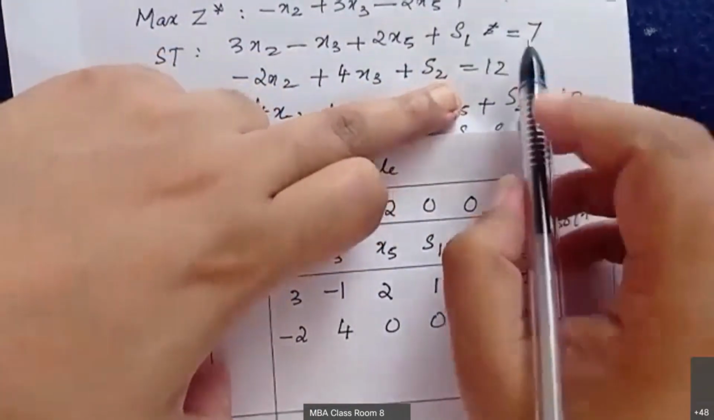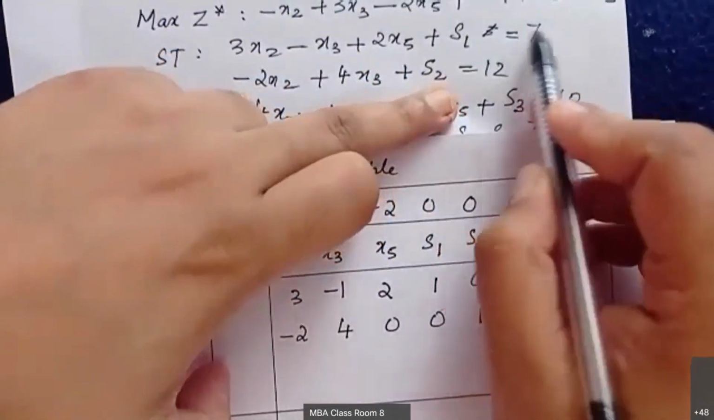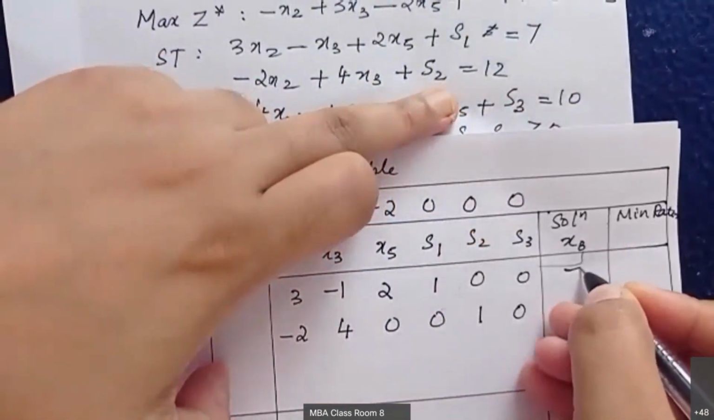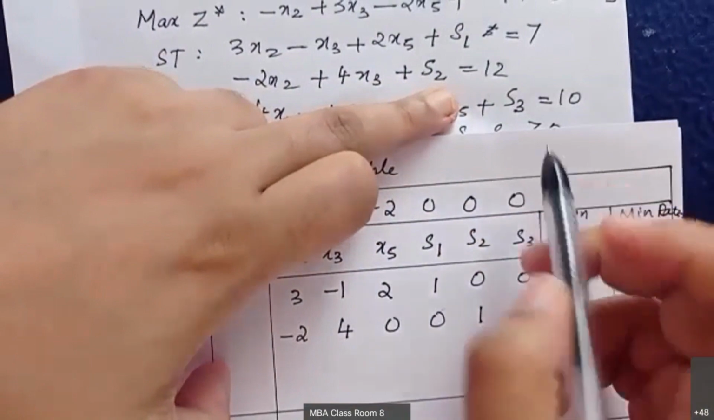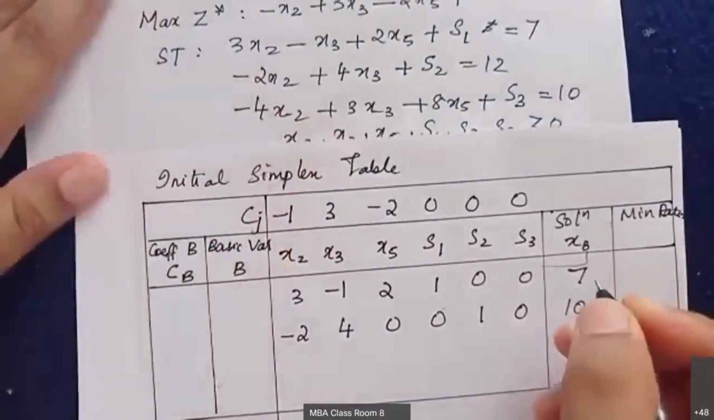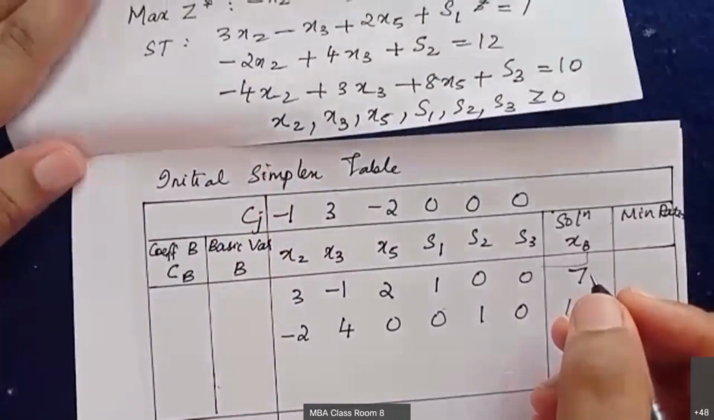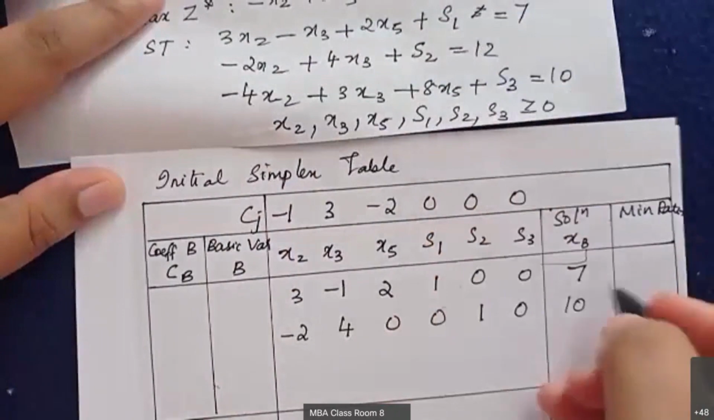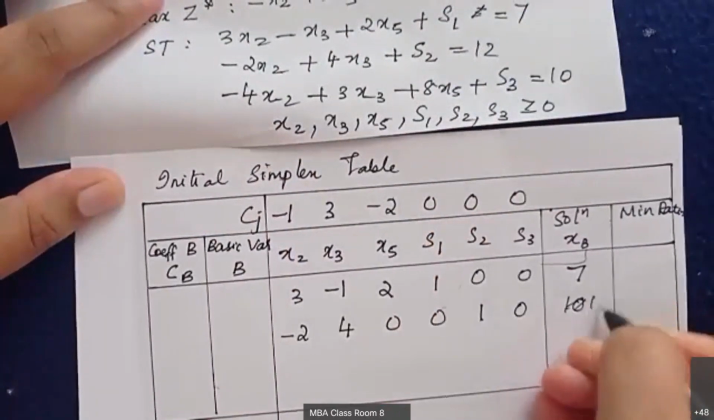In the first equation the right hand side is 7, so I will put 7 as the solution. For the second constraint I have 10 here, so I'll put 10. Now for the third, over here it is 12, so I'll put 12 here.